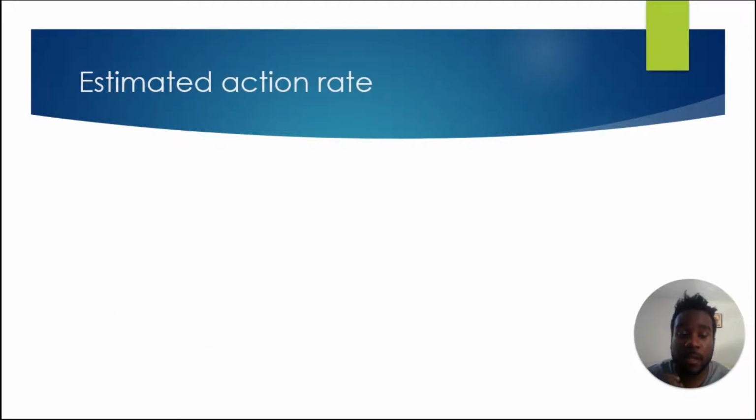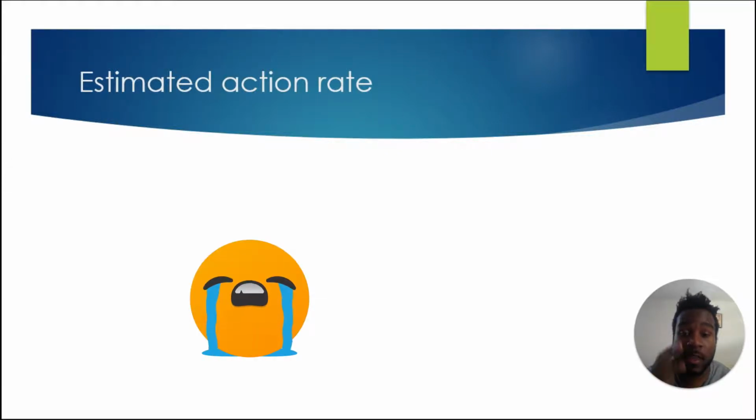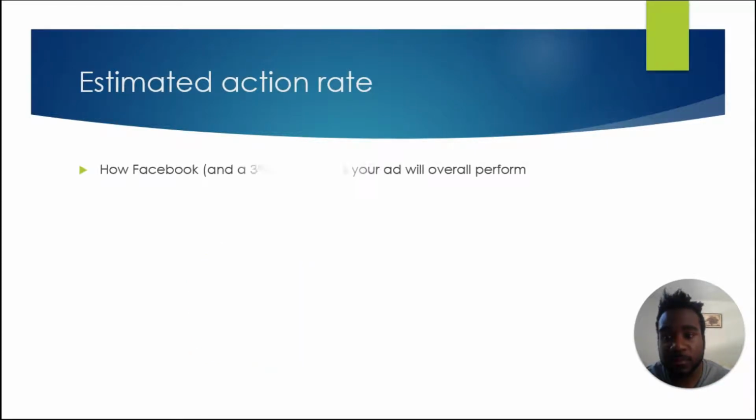So now we're going to get into the good stuff. We're going to get into how to actually go in there and beat the algorithm until it's crying and showing your ads. Estimated action rate. This is pretty much how Facebook and a third party will think your ad will perform.